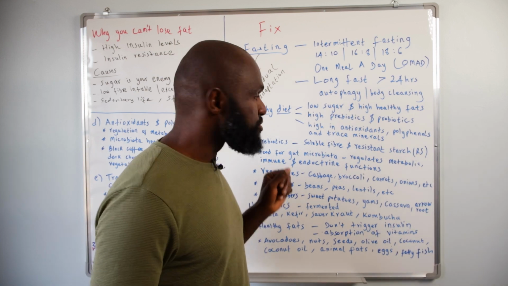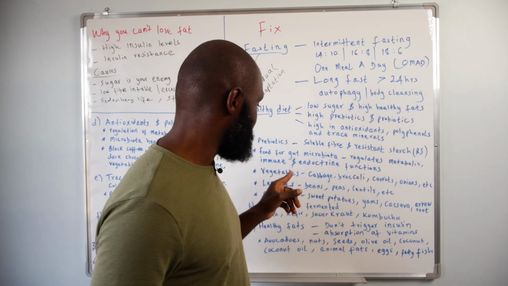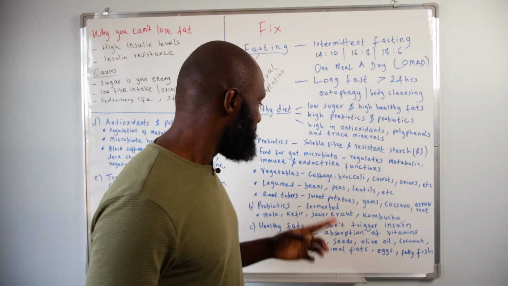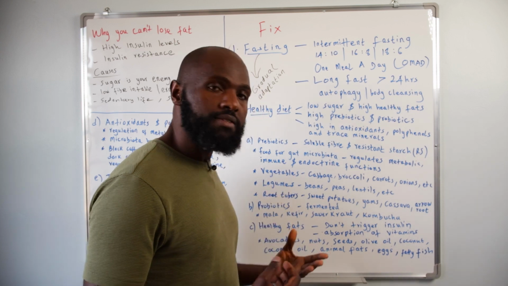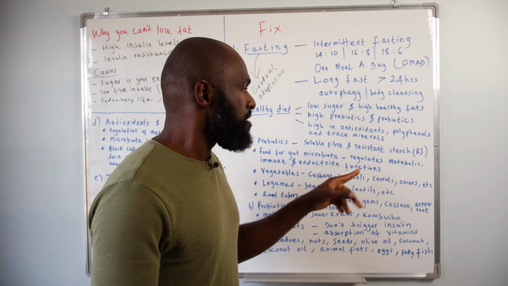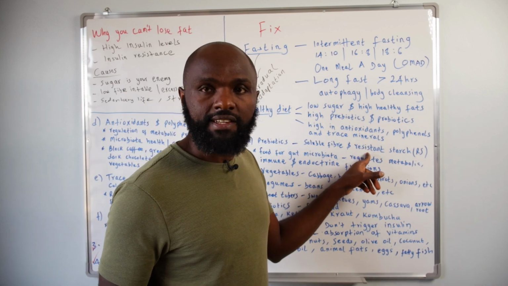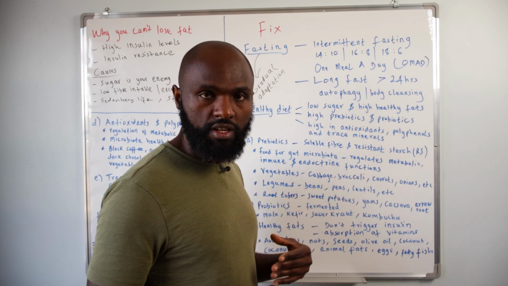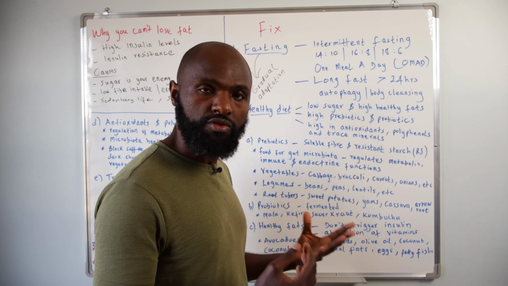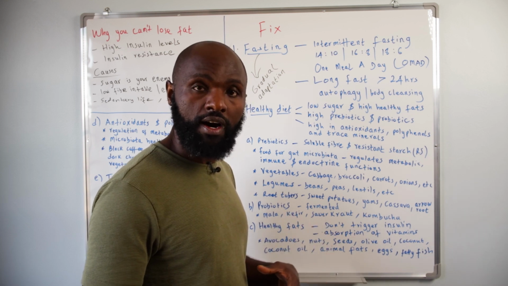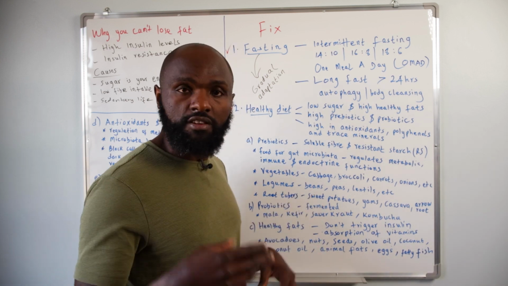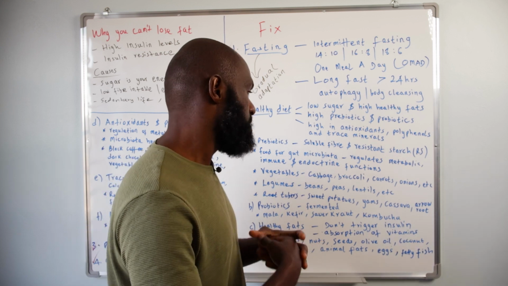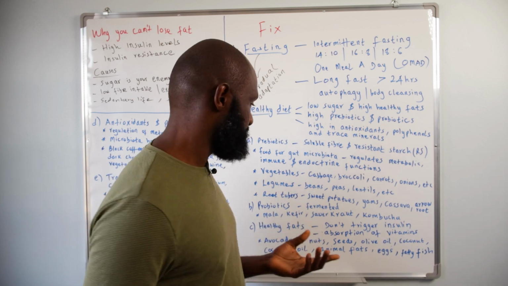Sources of soluble fiber include vegetables and legumes. Vegetables such as cabbage, broccoli, carrots, and onions. Legumes such as beans, peas, and lentils. Sources of resistant starch. See the word resistant. This means that it is a starch, but it resists digestion in your stomach and small intestine, and it is able to reach the colon, where it becomes food for your gut microbiota. Sources of resistant starch include root tubers such as sweet potatoes, yams, cassavas, and arrowroots.